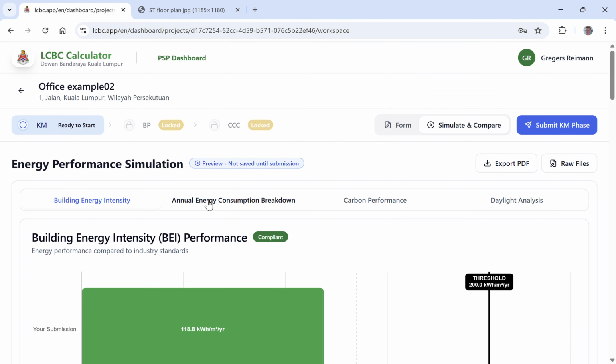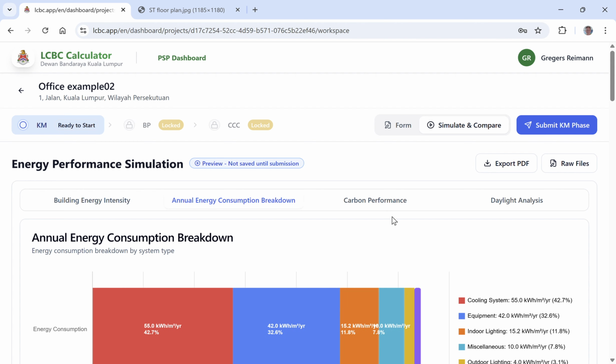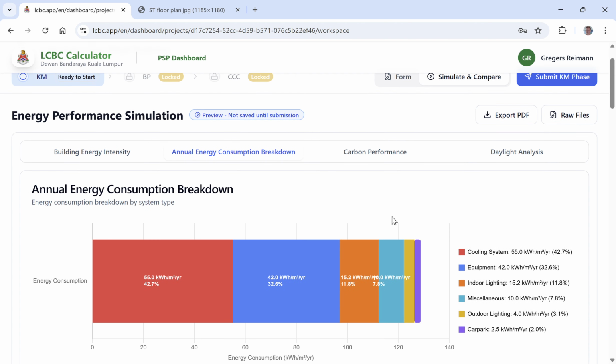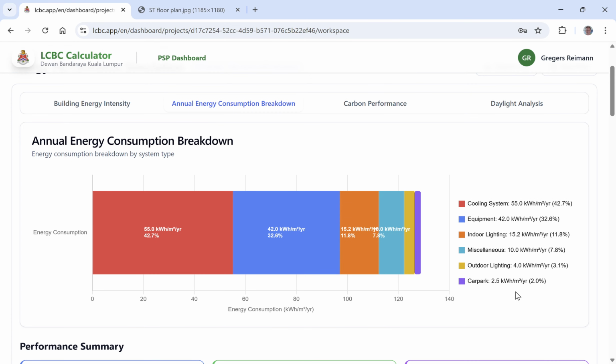Next, we go to an annual energy consumption breakdown. So if, let's say, your building does not comply, you need to resubmit and change your inputs and basically make the building more energy efficient and lower carbon, maybe also on the material side. So this breakdown of the annual energy consumption is quite useful because it shows you where I'm consuming all this energy.